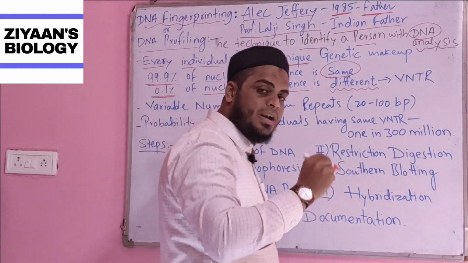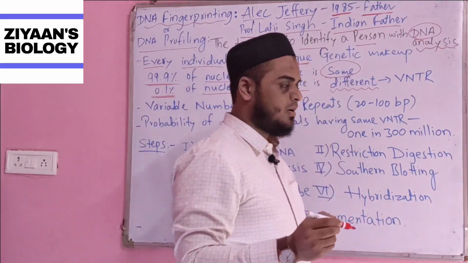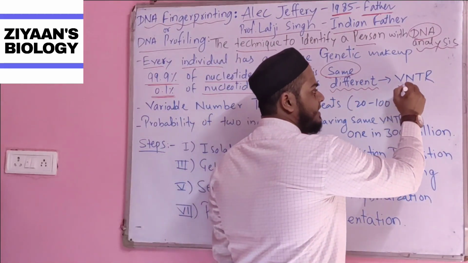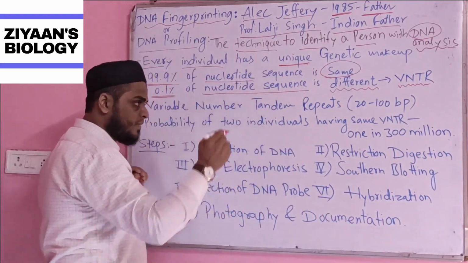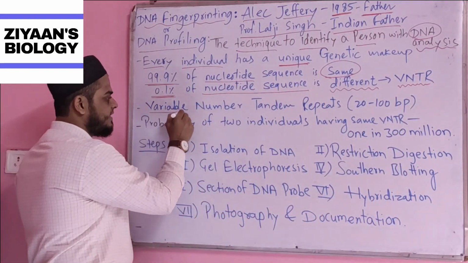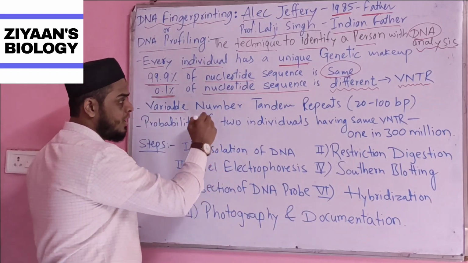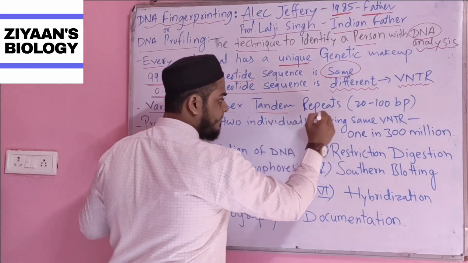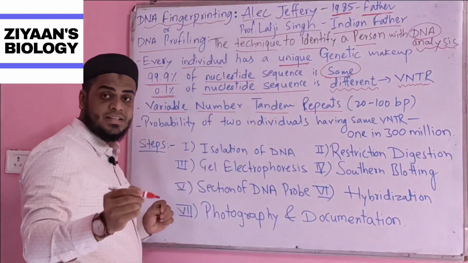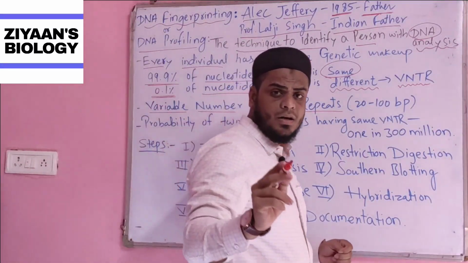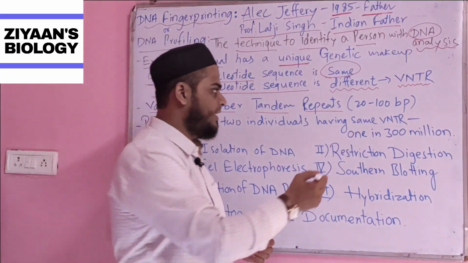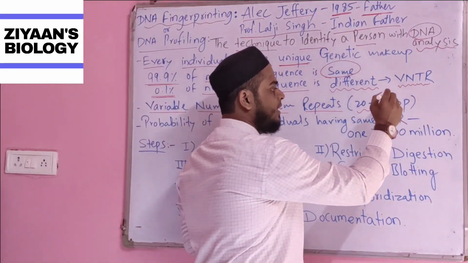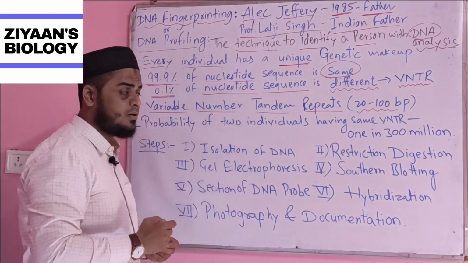To identify that difference, we check the VNTRs. Now what does VNTR mean? Basically, VNTR stands for variable number tandem repeats. They may be 20 to 100 base pairs long.